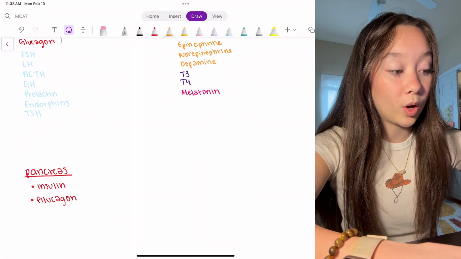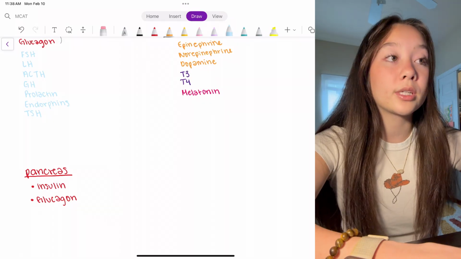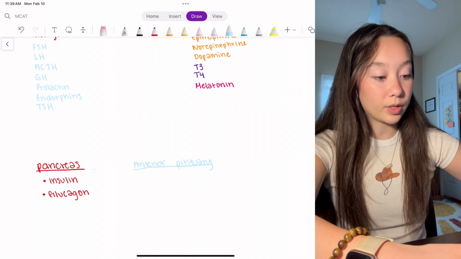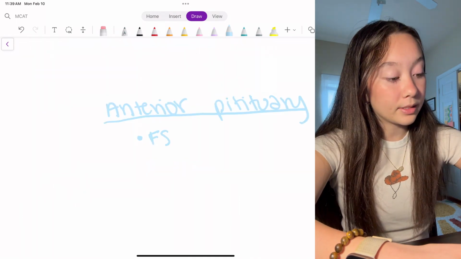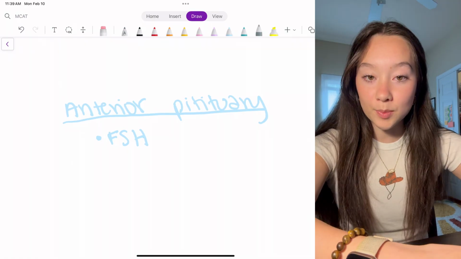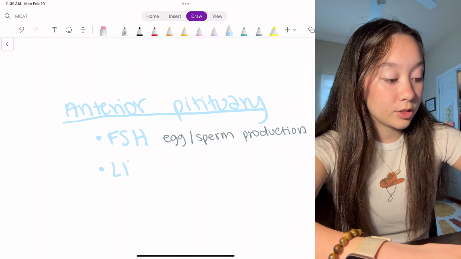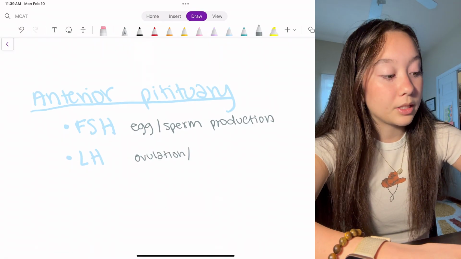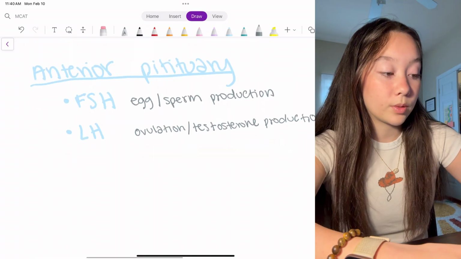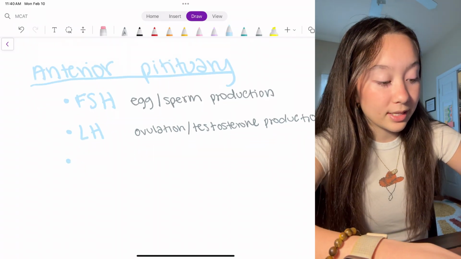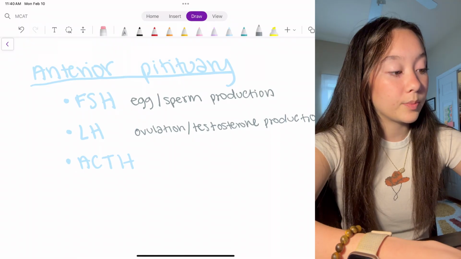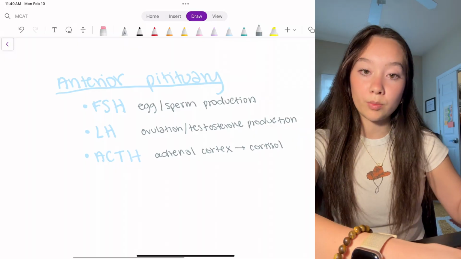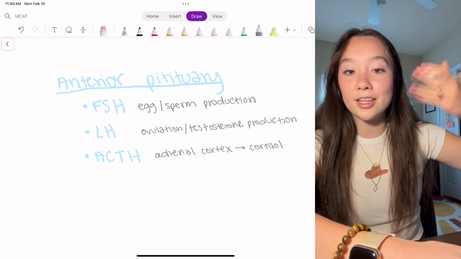Now, in light blue, all of these peptide hormones are going to come from the anterior pituitary. So we're going to go through one at a time, talking about what each one does. FSH, this is going to stimulate egg and sperm production. Next we have LH, which is luteinizing hormone, and this is going to stimulate ovulation and testosterone production, which happen during menstrual cycles. Next we are going to talk about ACTH, and this just stimulates the adrenal cortex, which produces cortisol. So this is a tropic hormone that basically acts by initiating another hormone.